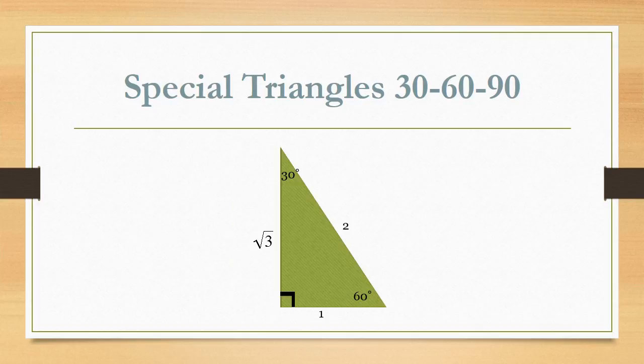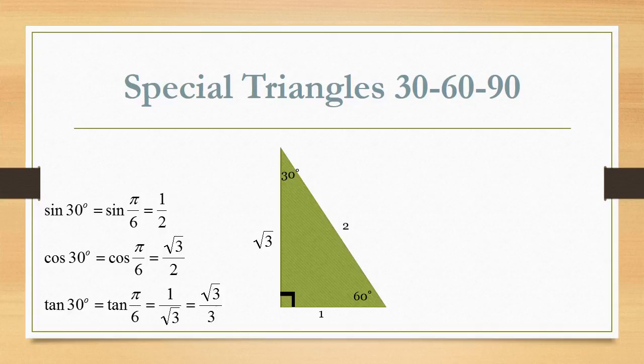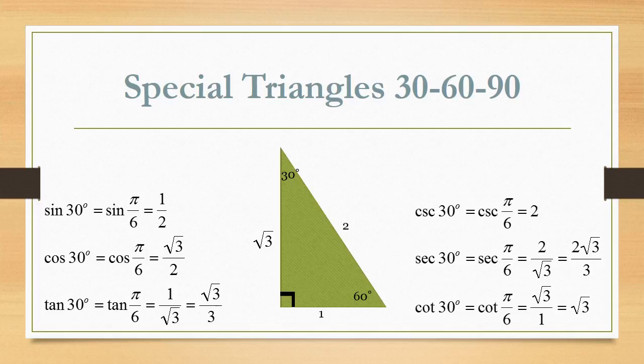The other was a 30, 60, 90 triangle. The side across from 30 is labeled as 1. The hypotenuse is 2. And the side across from the 60-degree angle is the square root of 3. Again, if you know this triangle and you can sketch it, then you can easily come up with the sine, cosine, and tangent for 30 and 60. And if you know the sine, cosine, and tangent, then you know the cosecant, secant, and cotangent.